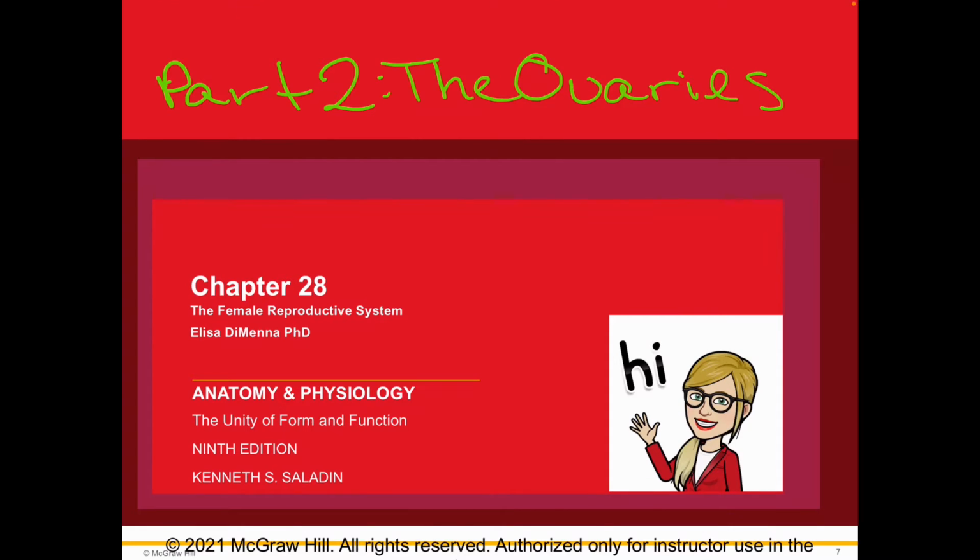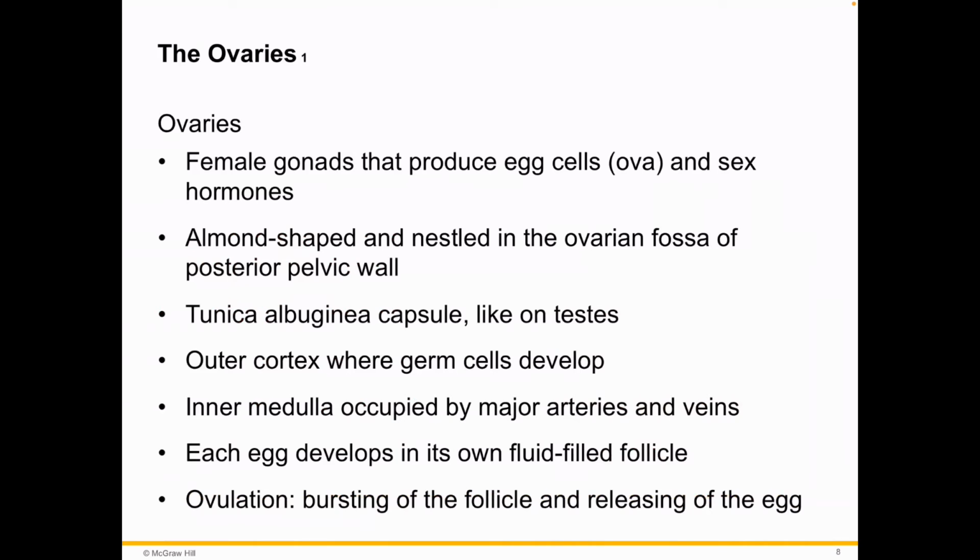We're back. We're doing the reproductive system of the female, and this is part two, ovaries. So the ovaries are the female gonads. We produce egg cells, which we call ova in plural, and sex hormones. It's an almond-shaped, kind of egg-shaped little organ, and there are two of them, nestled in the ovarian fossa of the posterior pelvic wall.